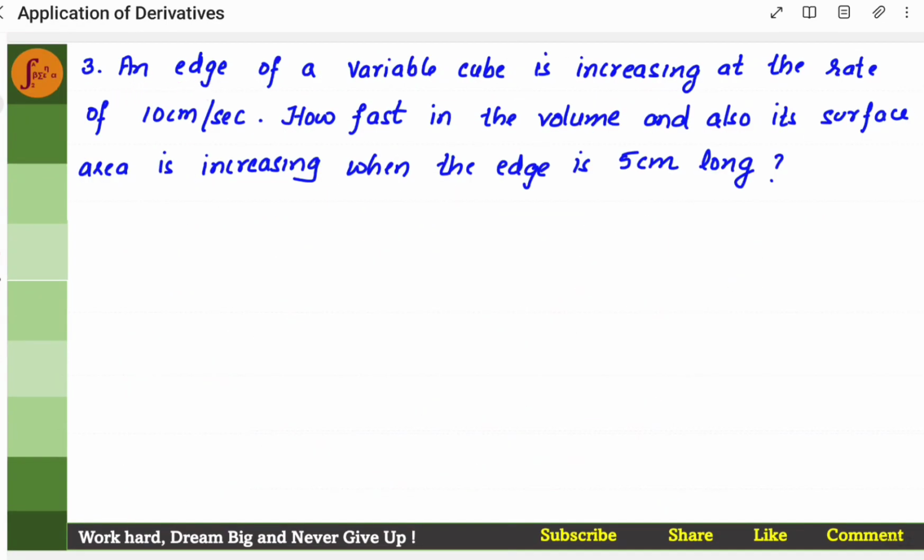Now let's take another example. An edge of a variable cube is increasing at the rate of 10 centimeter per second. How fast is the volume and its surface area increasing when the edge is 5 centimeter long? So this is a cube.